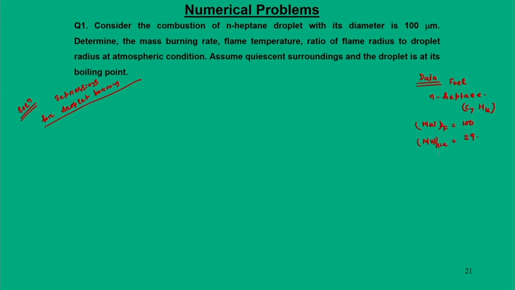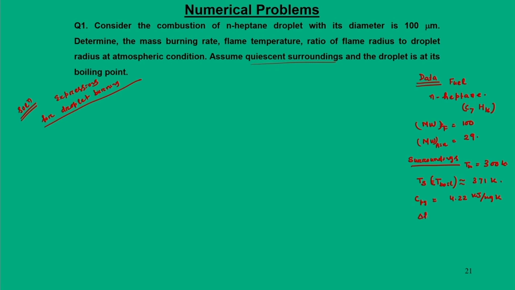Then for the other parameters, we are looking at quiescent surroundings. Surroundings in this case we say T infinity is 300 Kelvin. Surface temperature of the droplet is nothing but the boiling point temperature, and for this fuel, that is n-heptane, this number is 371 Kelvin. We also require Cp for the gas phase, which is 4.22 kilojoule per kg Kelvin for n-heptane.